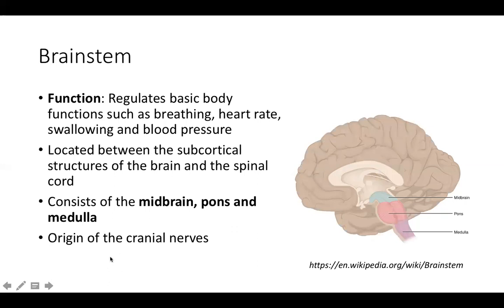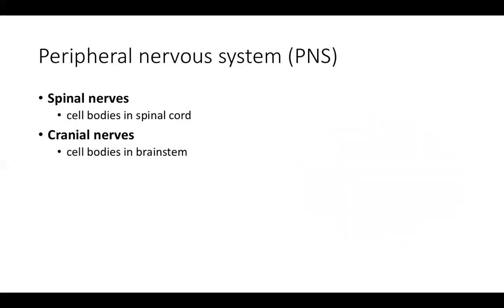This area is also the origin of the cranial nerves, which we will talk about when we talk about the peripheral nervous system. And here we are. So the peripheral nervous system is made up of spinal nerves and cranial nerves. Spinal nerves are the cell bodies that are in the spinal cord, whereas the cranial nerves are the cell bodies that are in the brainstem.